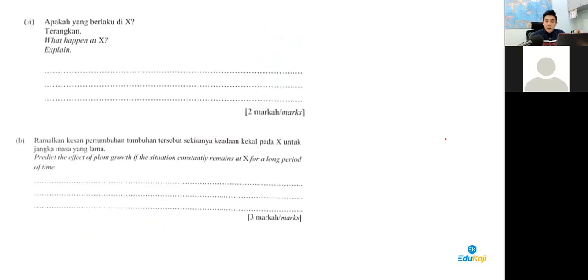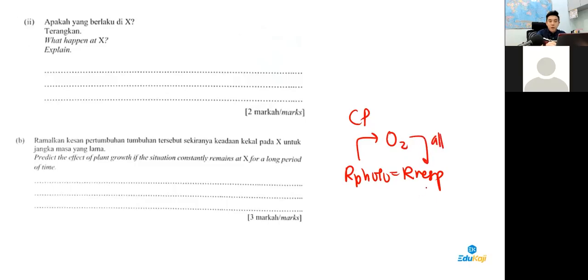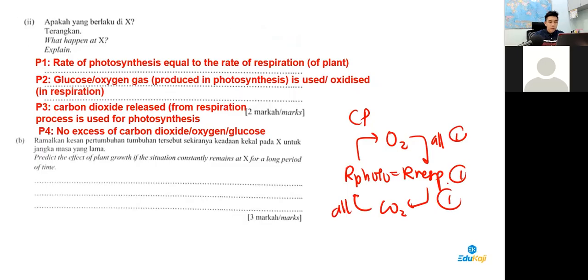Next, what happens at X? Normally we say that, guys, at compensation point, rate of photosynthesis is equal to rate of respiration. Photosynthesis releases oxygen, all used for respiration. Respiration releases CO2, all used for photosynthesis. 1 mark, 2 marks, 3 marks. So there's no excess.